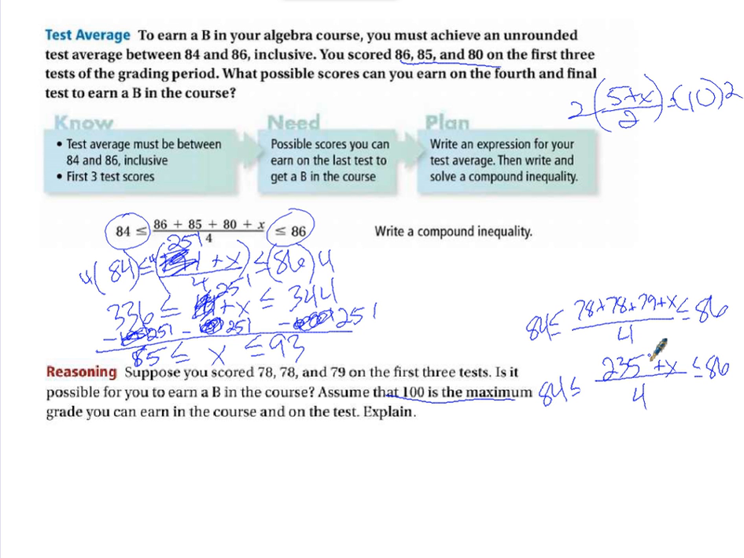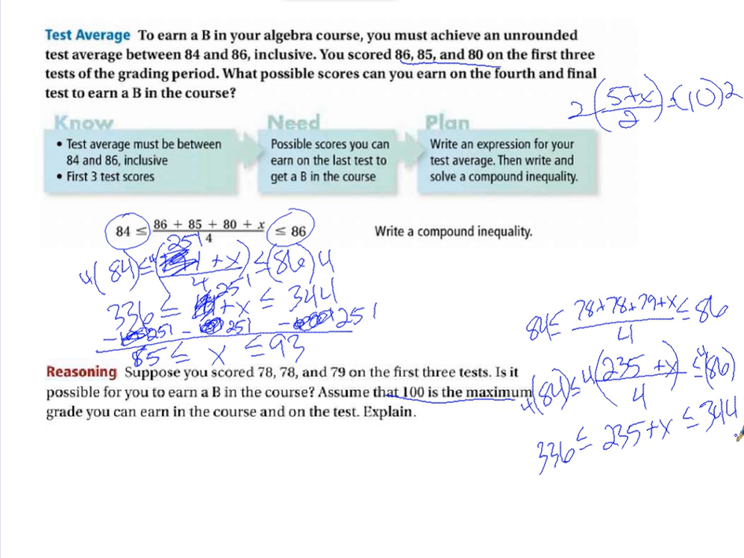235. Okay, and now we're just going to do the exact same thing. Multiply all 3 parts by 4. When you do that, what's 84 times 4 again? We have 336 less than or equal to 235 plus X less than or equal to 4 times 86, which is 344.